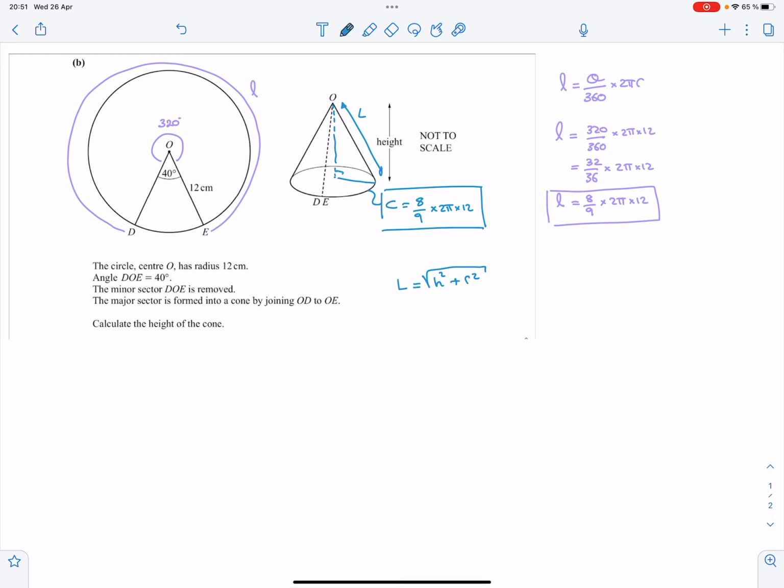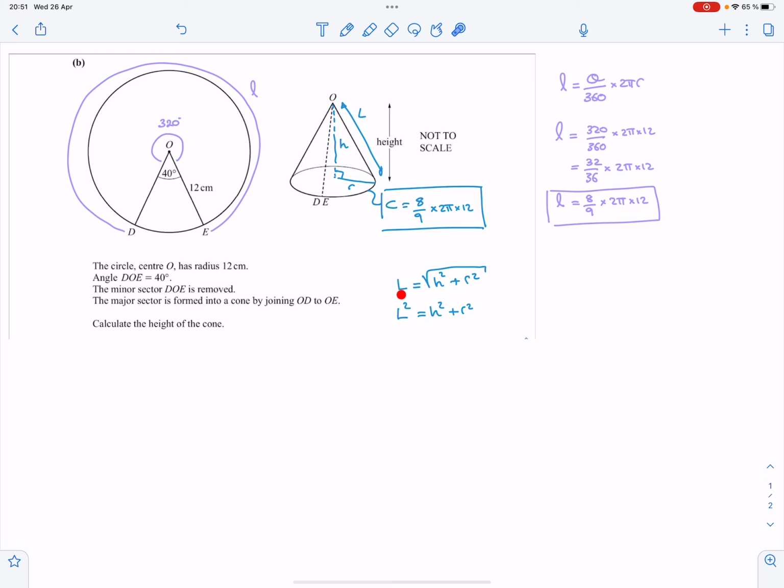Okay, so this would be a right angle, that would be the radius r, and that's the height that we're actually after. Now, this is quite useful because I can now state, if I square both sides of this, that the slant height, capital L squared, is equal to h squared plus r squared. Okay? And we know what L has to be.